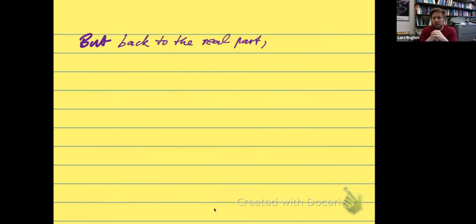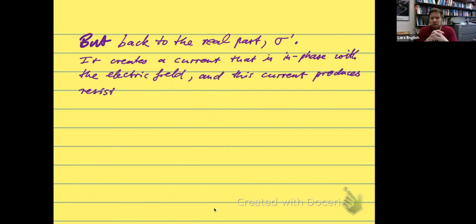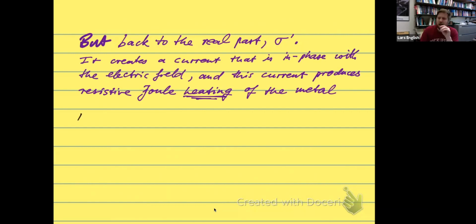Okay, but for now, for a moment, let's come back to the real part of sigma, namely sigma prime. We said already that that part creates a current density that is in phase with the electric field. And that current, I'm going to claim, produces resistive heating of the metal. Why am I claiming that?